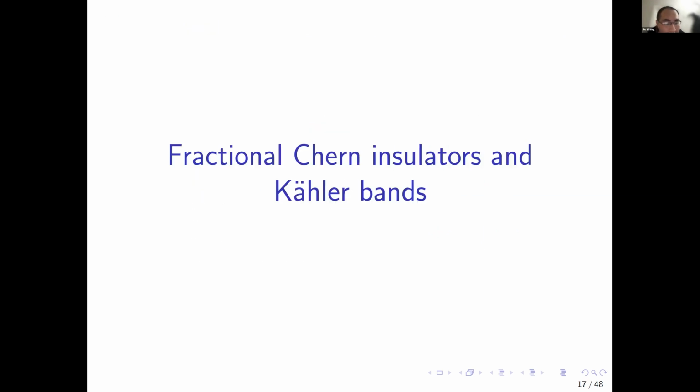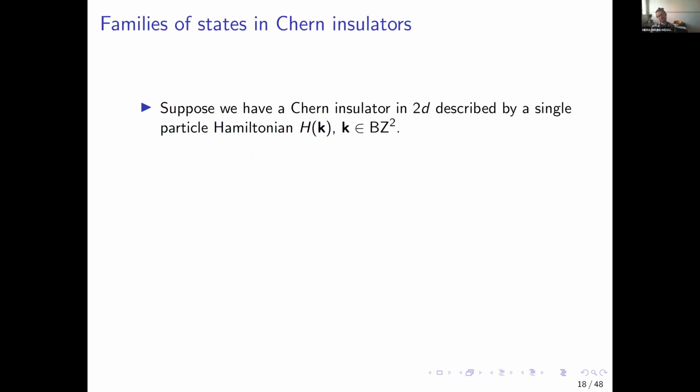Good. So let us continue. So now let us consider, as I said, the setting of Chern insulators. Suppose we have a Chern insulator in 2 dimensions, described in second quantization by a quadratic Hamiltonian, where you have a single-particle matrix h of k, which depends on the variable k, momentum in the Brillouin zone, which mathematically is a torus, because you have to identify momenta that differ by reciprocal lattice vectors.